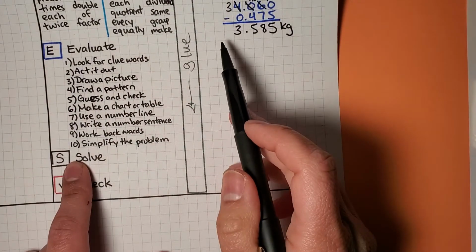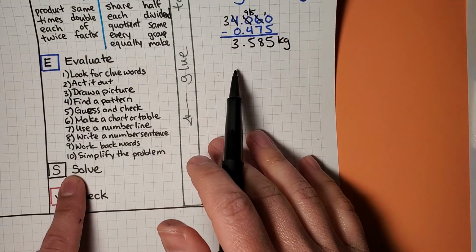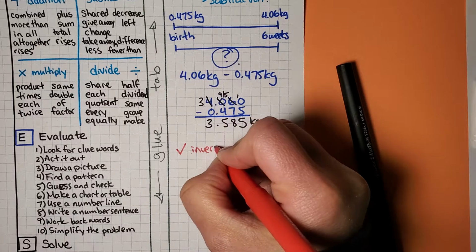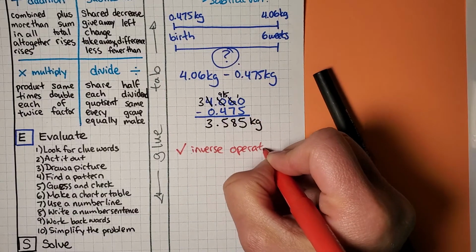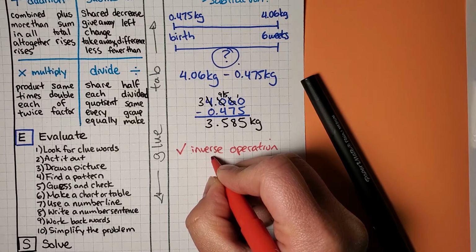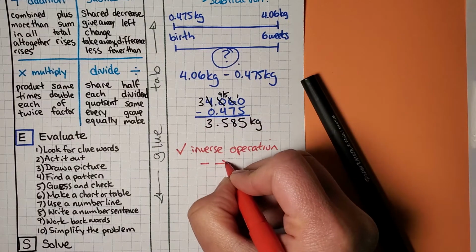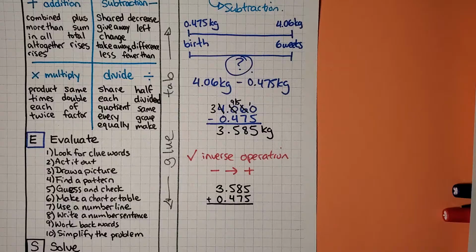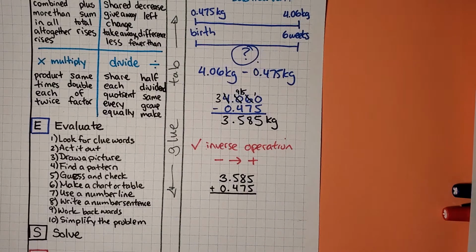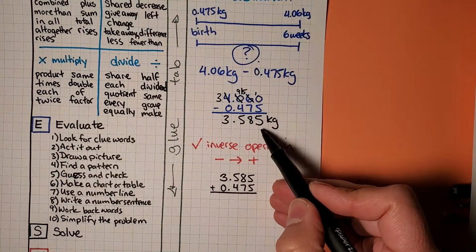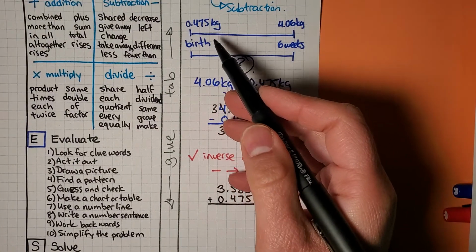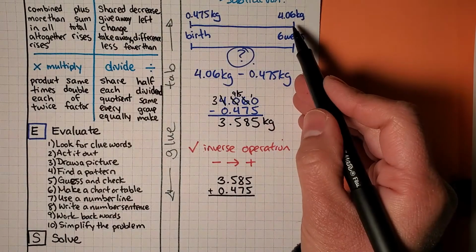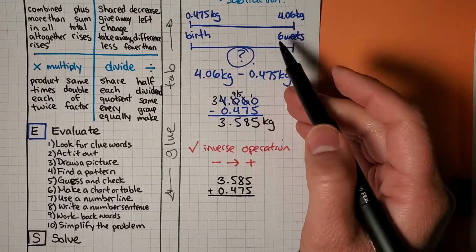We are now at the S part of CUBES. The final part is to check. So we're going to check with the inverse operation. Inverse meaning opposite. You just subtracted. The opposite of subtract is add, hence the reason I put them side by side. So if I'm doing the opposite operation here, I'm going to take my answer and add it to one of these numbers. I picked the smaller number. If I got this right, I should get 4.06. So let's just check that.